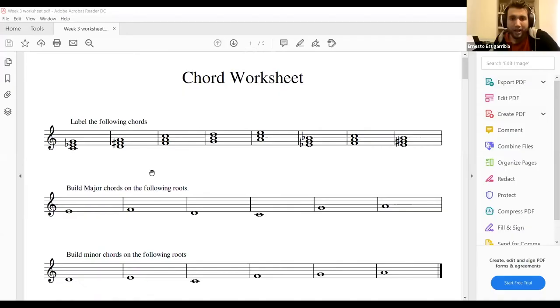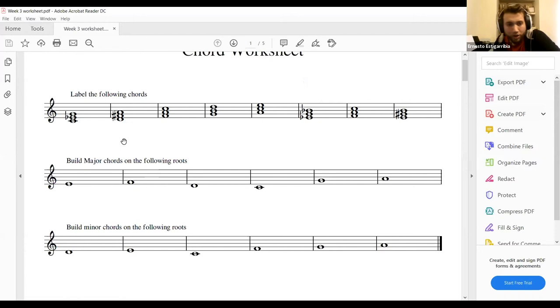Okay, so let's go to the worksheet. In the first line, I ask that you label all of those chords. And basically what you are doing is you are measuring the thirds. C to E flat is a major or minor, and then E flat to G is a major or minor. And all the chords here are either major or minor. And what is important for you to remember is that the formula for a major chord, going from below, is a major third and then a minor third. Major third on the bottom, minor third on the top, and it's the opposite for a minor chord. Okay, so let's do the first exercise together.